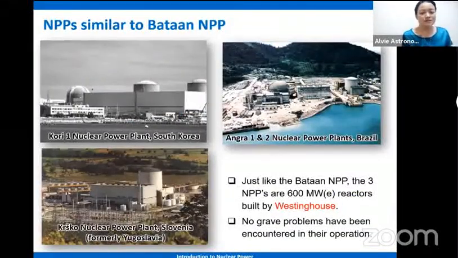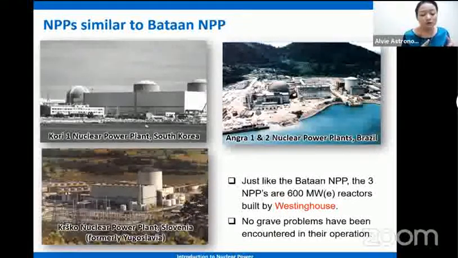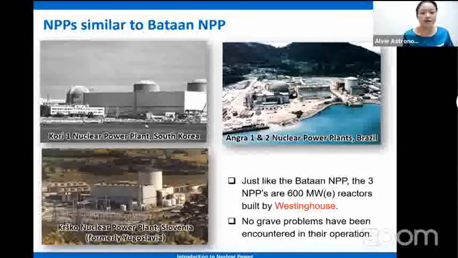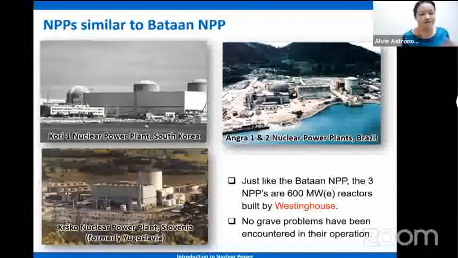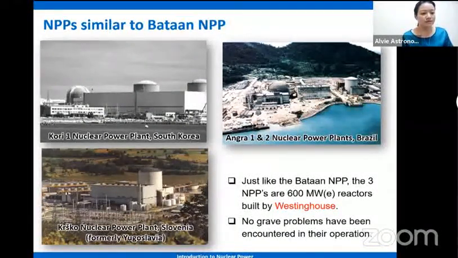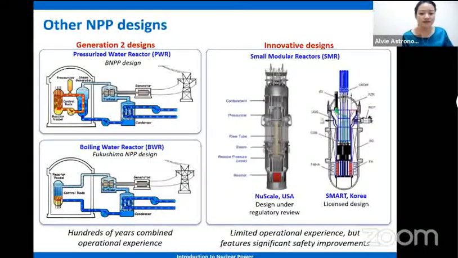But please take note that in ongoing studies for the possible inclusion of nuclear in the energy mix, it's not only the Bataan nuclear power plant that is being considered. There are also other designs, different designs of reactor, but we probably don't have enough time to discuss that. But just to give you a brief overview of the different designs.